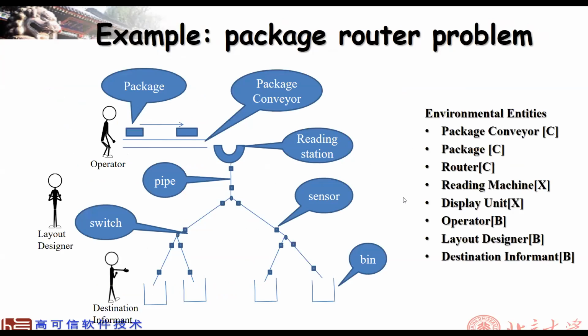First, we need to get an environment ontology. So for this environment ontology, from experience, we find there are many environment entities, including the package conveyor here, and the package, and the router, and the switch, and the bin, and the operator, and the layout designer, the destination informant.